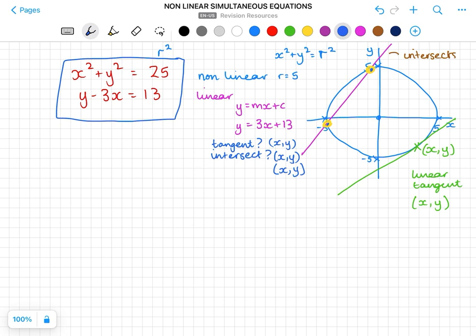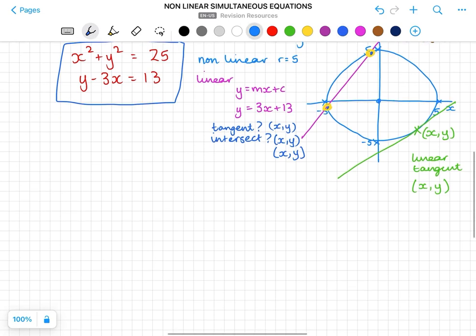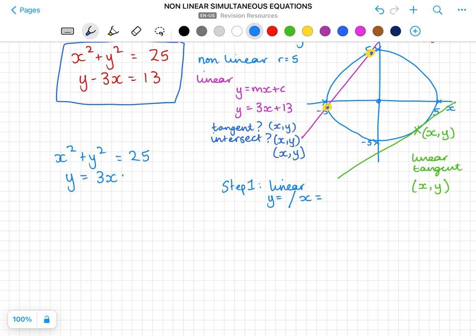So let's begin with our method on how we start solving these simultaneous equations. I'm going to just rewrite our nonlinear equation and our linear equation. Now, step 1. In this method, step 1 is to identify your linear equation and either make y the subject or make x the subject. For our linear equation in this example, it's easier for us to make y the subject. y equals 3x plus 13.